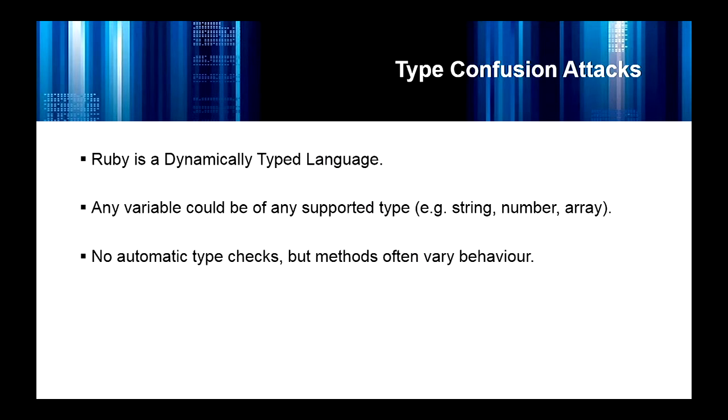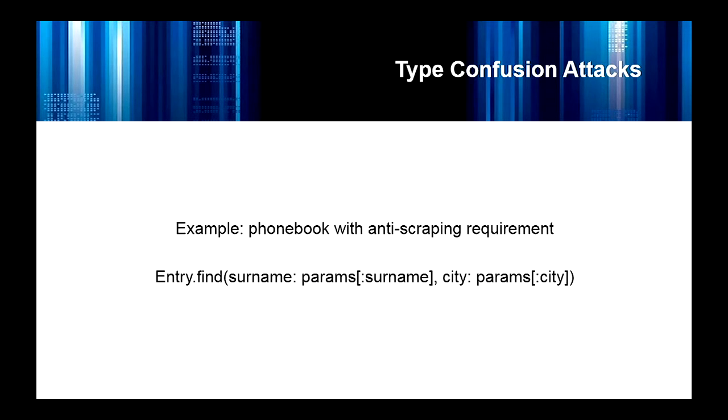So as a developer, I'm assuming this is a number. What if it's a list? As a developer, I'm assuming that this is a string. What if it's a dictionary or a lookup table? So there are no automatic type checks built in like this, but methods inside it often vary their behavior.